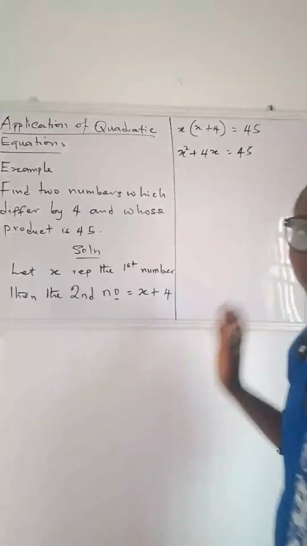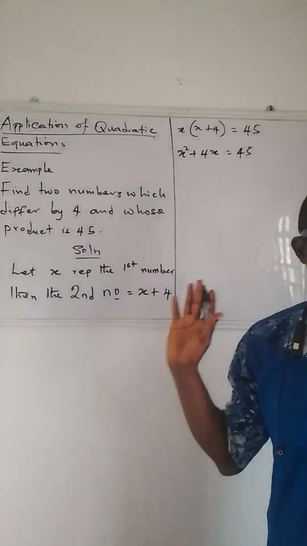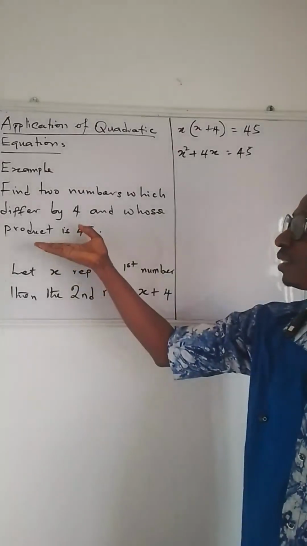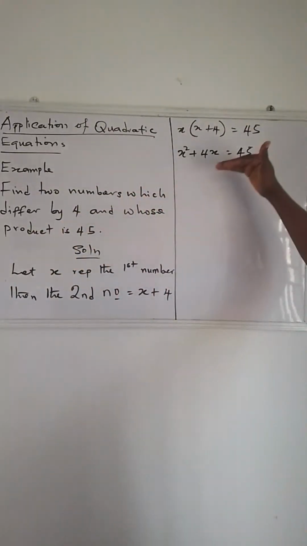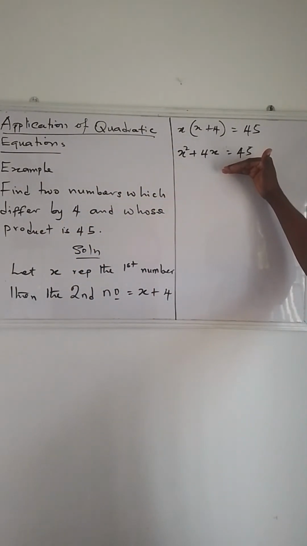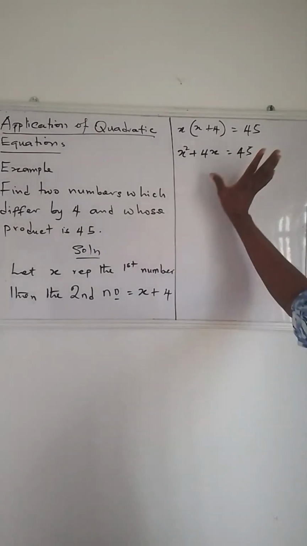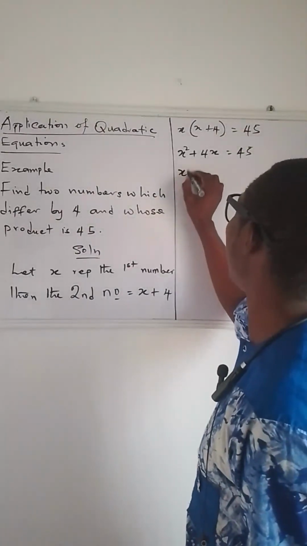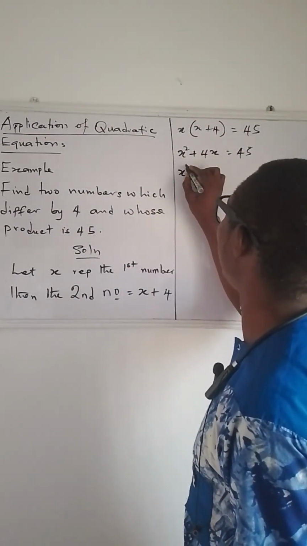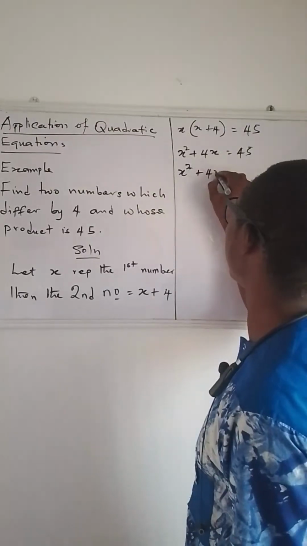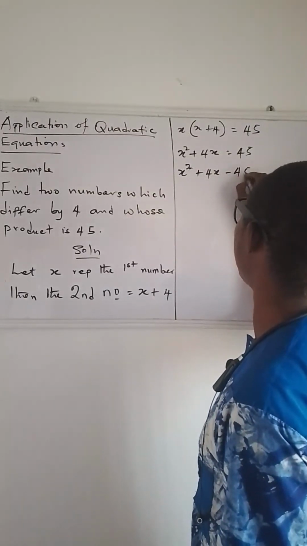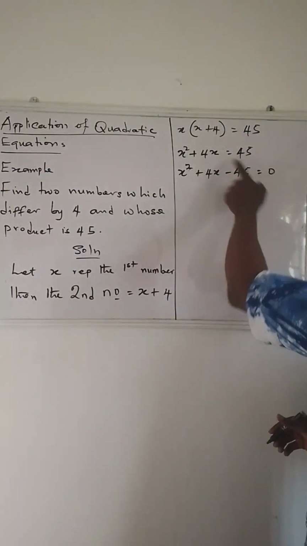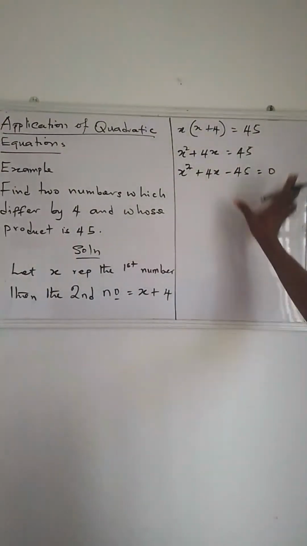What are you seeing now? You can see we are now having a quadratic equation. So you can see how we have translated this word problem into a quadratic equation. Now let us solve this quadratic equation. So you have x squared plus 4x minus 45 equals 0, once you subtract 45 from both sides. So this is what you have.